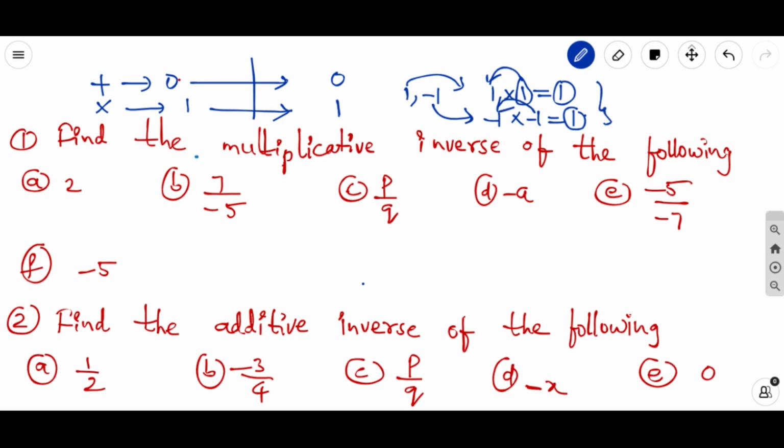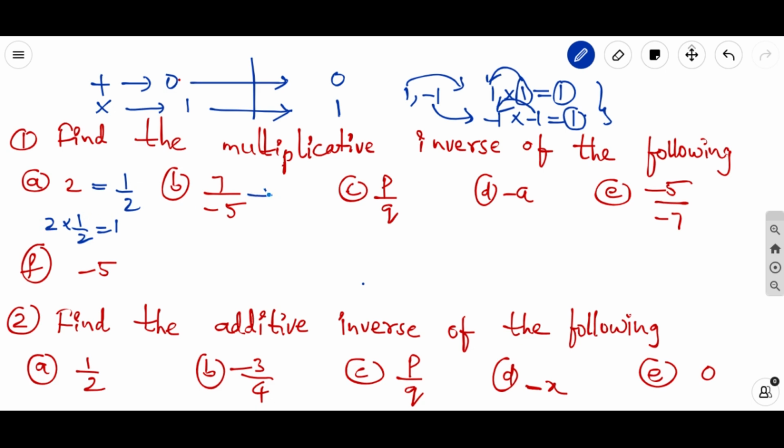Okay. Here, the first problem is: find the multiplicative inverse of the following. Multiplicative inverse means, as we already discussed in the previous video, the reciprocal of a number. Here 2 is there. The reciprocal of 2 is 1 by 2. So the multiplicative inverse of 2 is 1 by 2. Check out the product of those two numbers. Did you get 1 or not? Yes, it's 1. So the multiplicative inverse of 2 is 1 by 2, and the multiplicative inverse of 1 by 2 is 2.